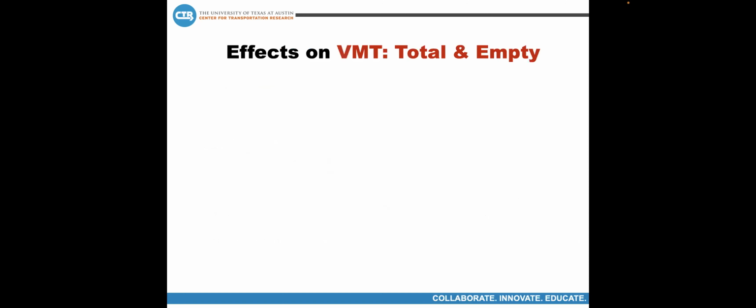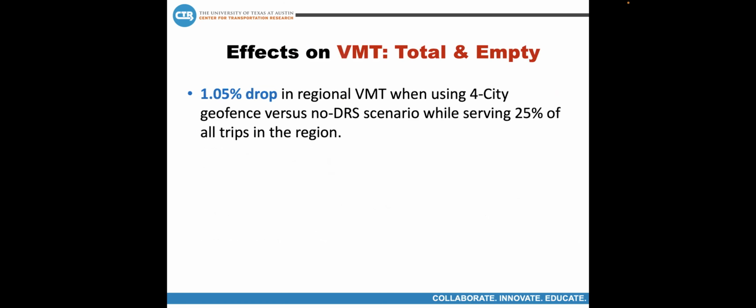So we got some results from the simulations. We saw some effects on VMT, both total and empty vehicle miles traveled. We saw a 1.05% drop in regional VMT when using the 4-city geofence versus the no DRS scenario in the best case.